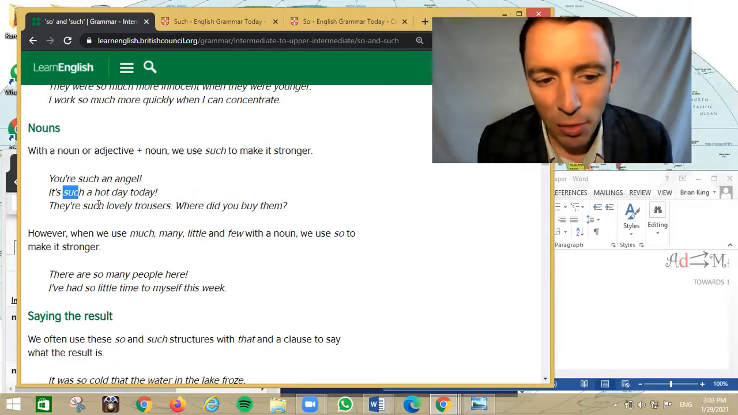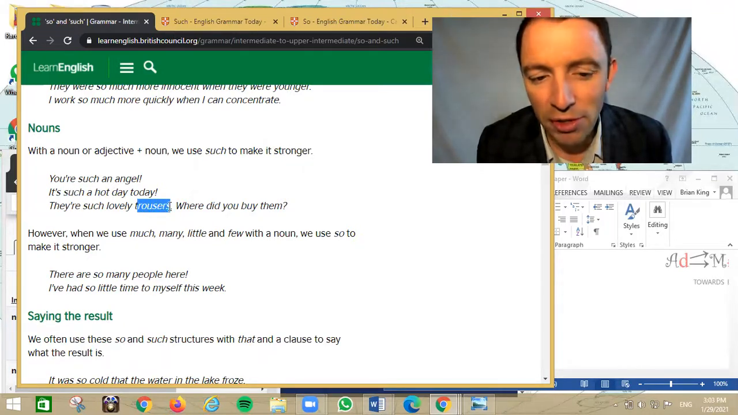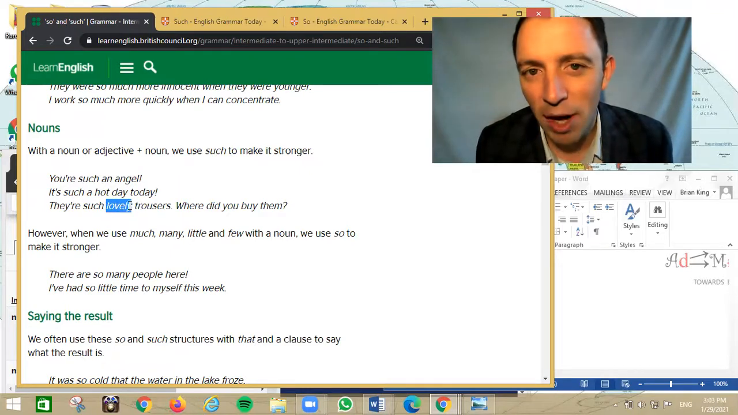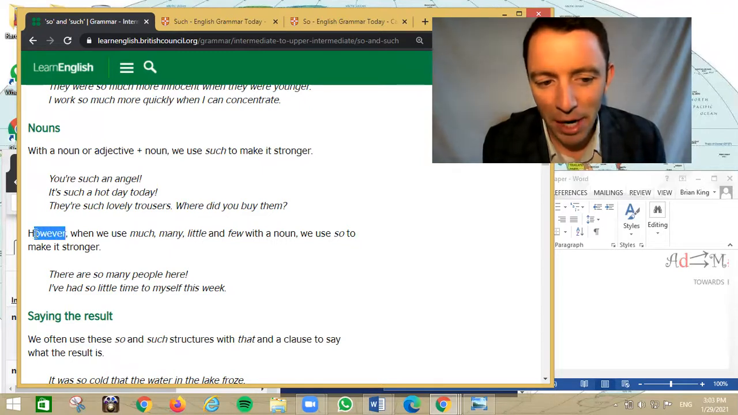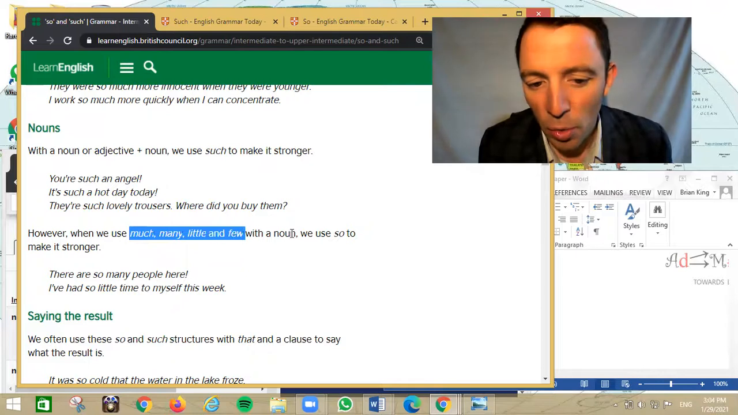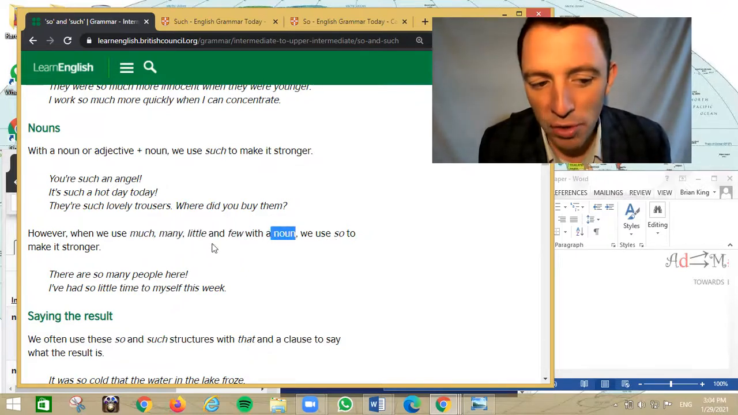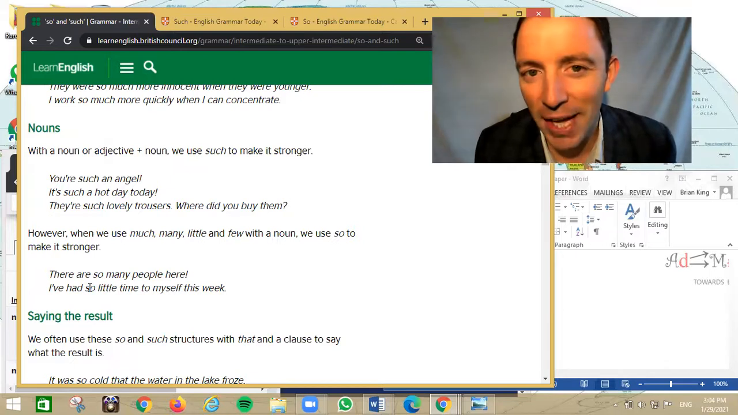Here we have the substantivo, "trousers," como pantalones, and "lovely," adjective. So we have one adjective and one substantive, but in this case, again, because of the substantive, "such" is necessary. Good. However, sin embargo, when we use "much" or "many" or "little" or "few" with a noun, we use "so" to make it stronger.